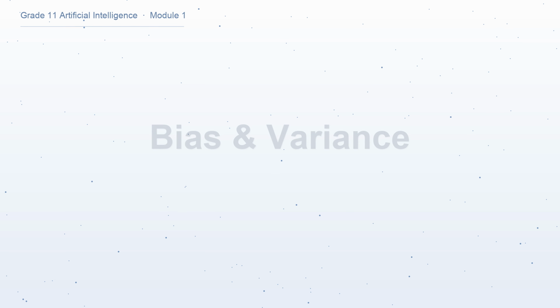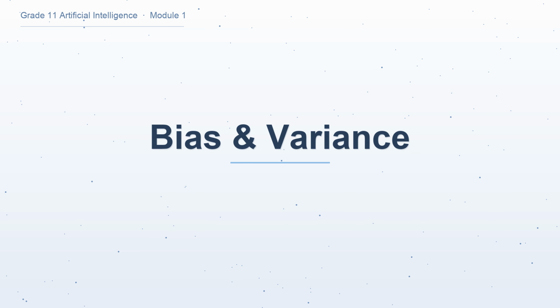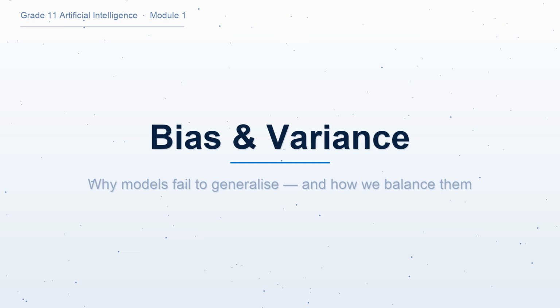Welcome to Grade 11 Artificial Intelligence. In this module, we study the most important idea in machine learning theory, the balance between bias and variance. It explains why a model can do well on the data it trained on and then fail on data it has never seen. Master this and you'll understand how to build models that truly generalize.